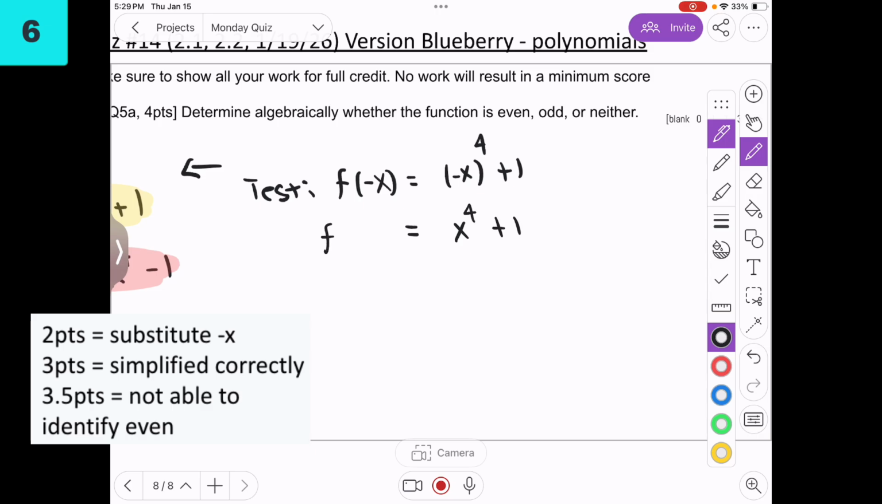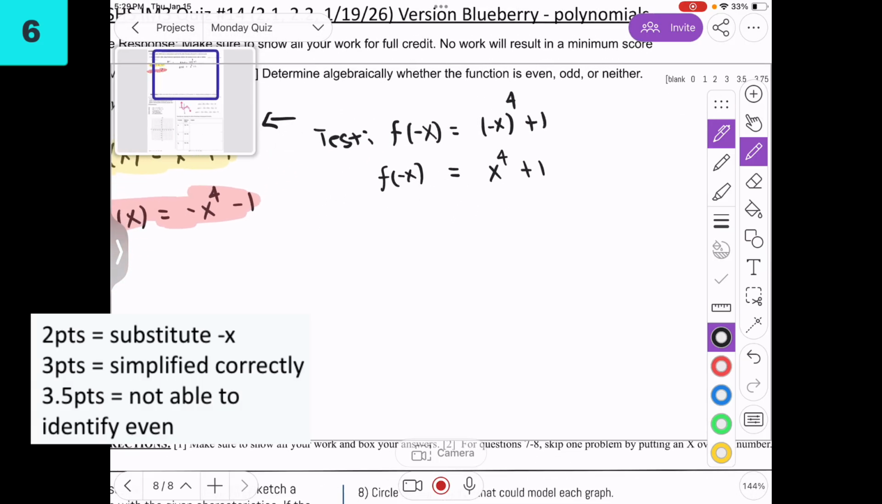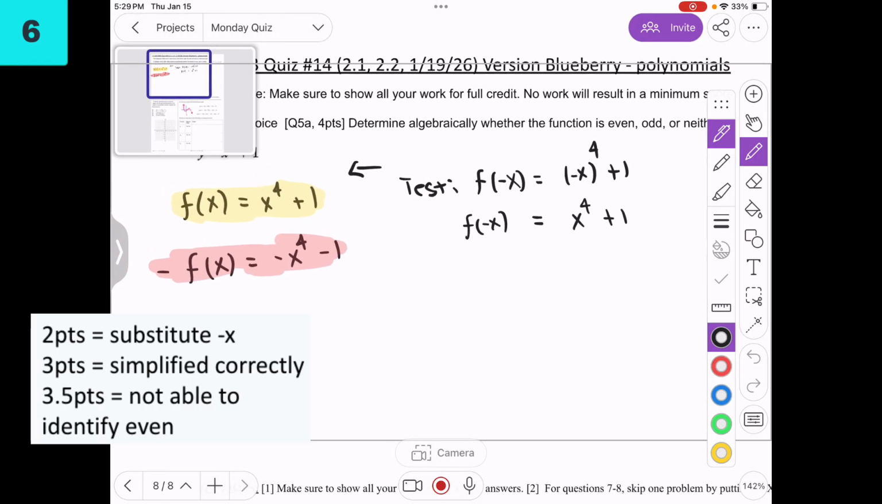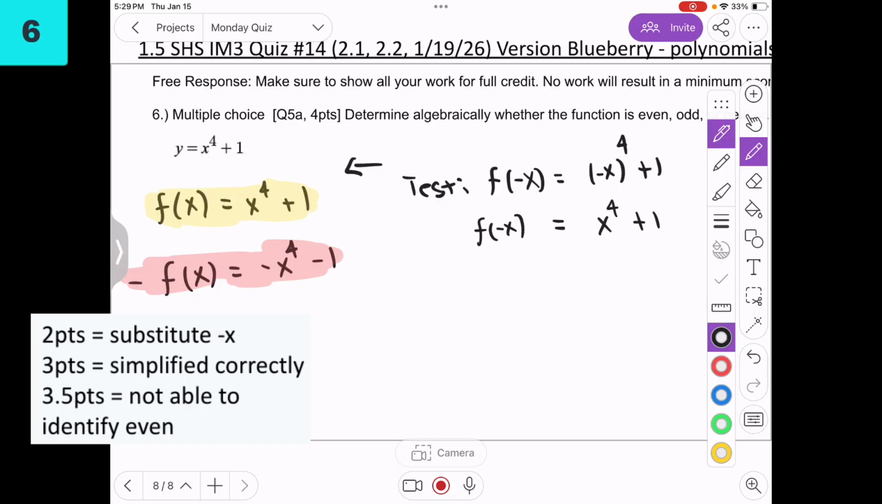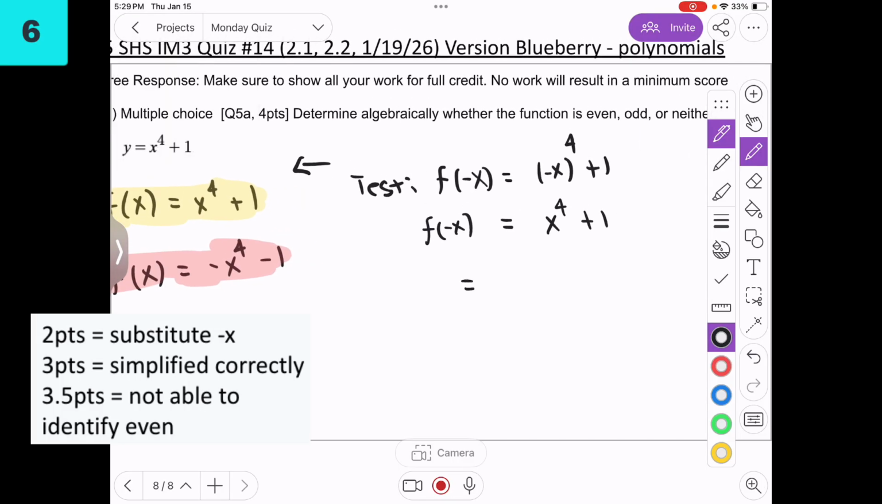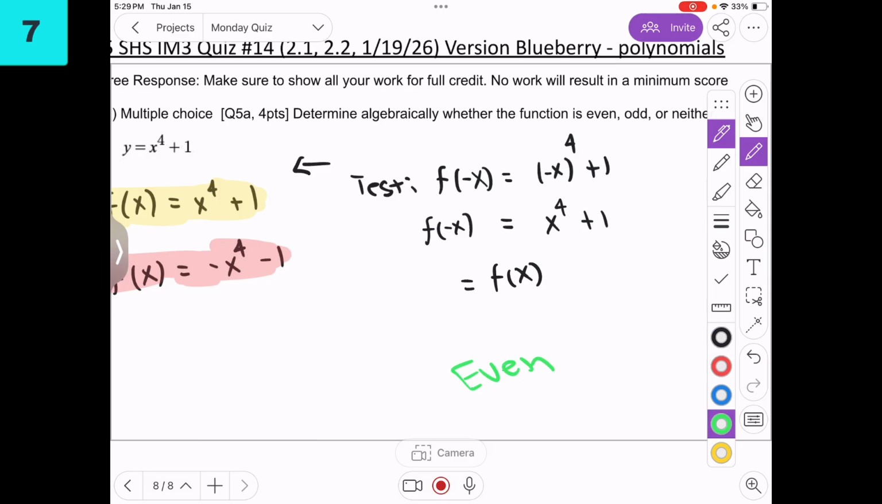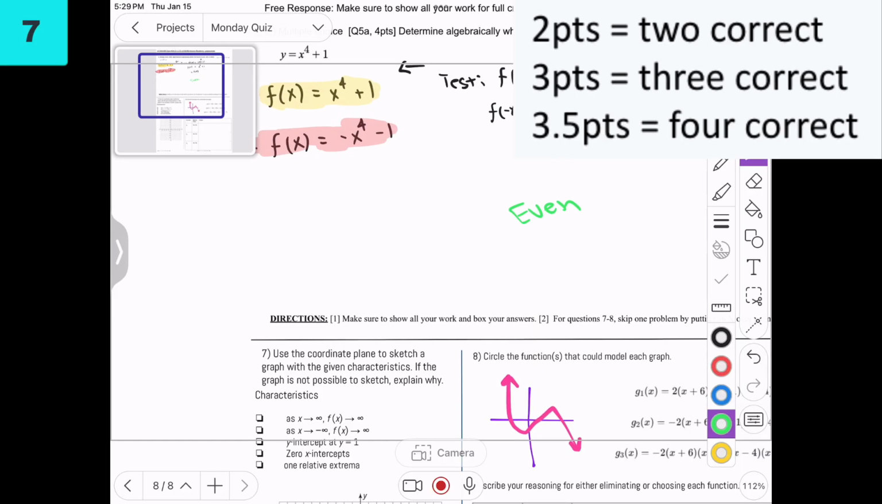So now I determined that f of negative x is x to the 4th plus 1, and I'm trying to figure out which one it matches. And it looks like it matches the original. So whenever that happens, we know that our function is even. Okay, moving on to the next one.